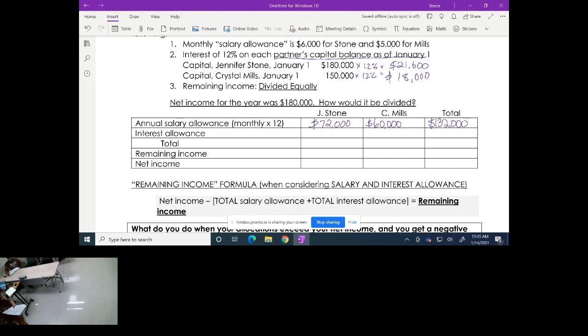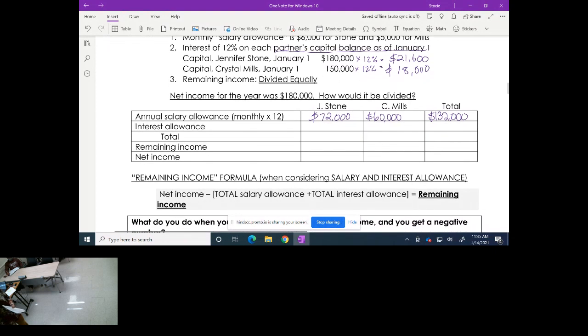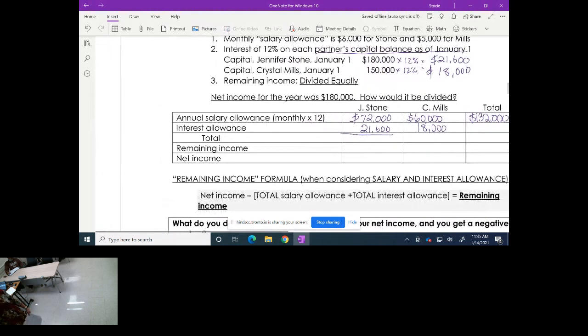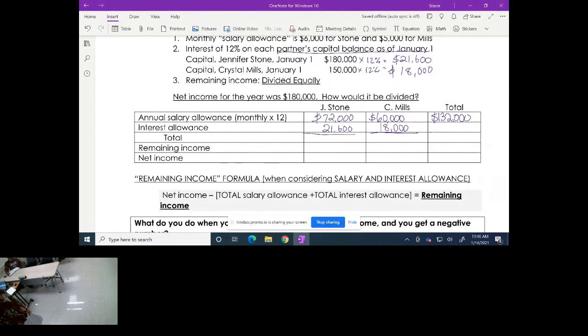All right, so here's our second level of allocation. So Mills is 18,000 and Stone is 21.6. Since we had two parts to this and we've got to calculate remaining income, I put a total there just to try to make it easier. So 21.6 and 18,000 total is how much? 9,300. Transposing numbers. Oh, 39.